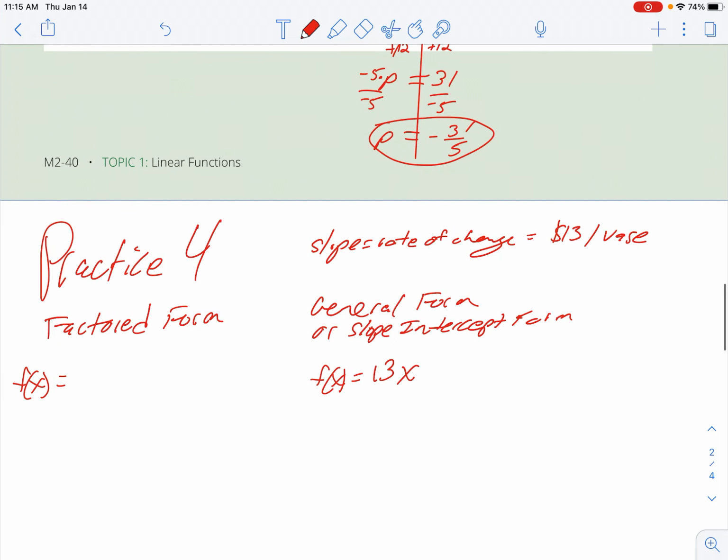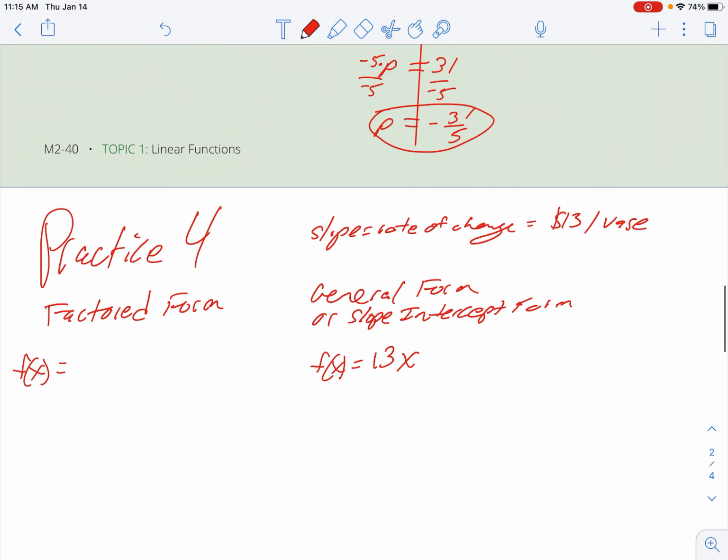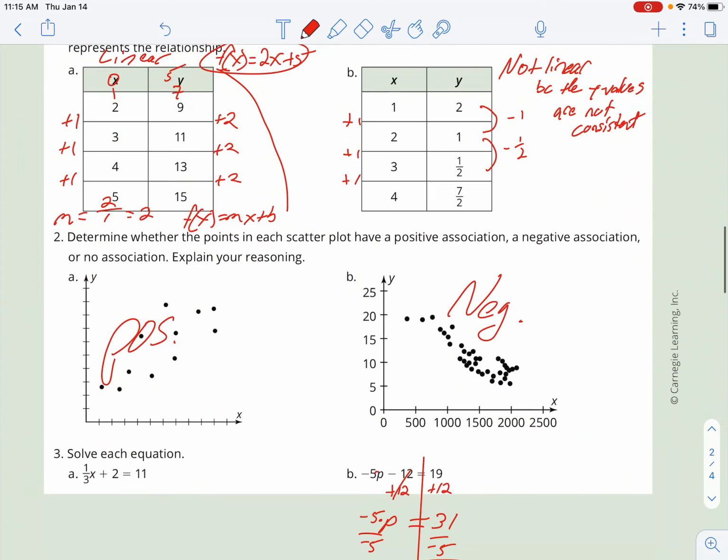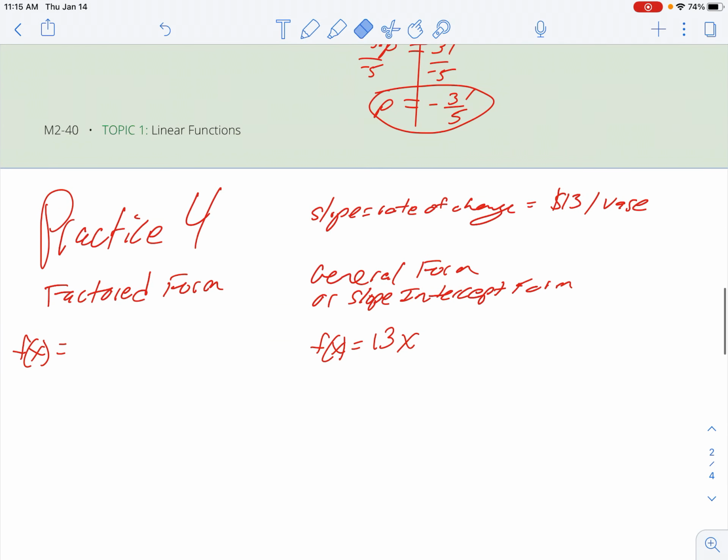Okay, so how do we deal with that? So for each vase that we lose $13. So in this case then, let's see, did I say 13? Sorry, I don't know why I said 13. It's $35. I don't know where I got 13 from. Let's try this again. 35. She sells them for $35 and she loses 3. I think I got something mixed up in my head there.